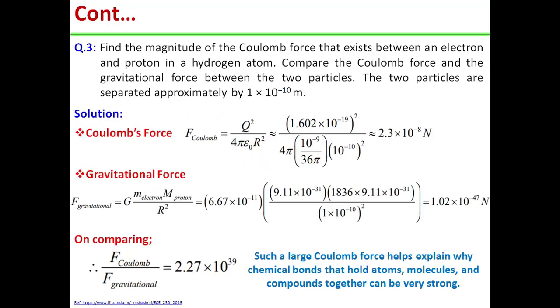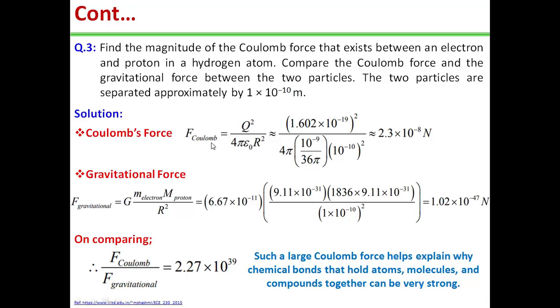And the third question is, find the magnitude of the Coulomb force that exists between the electron and proton in a hydrogen atom, and compare the Coulomb force and the gravitational force between the two particles. The two particles are separated approximately by 1 × 10^-10 meter. So in this question, we have to compare the Coulomb force and the gravitational force.